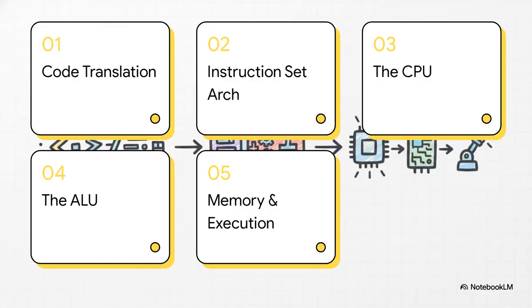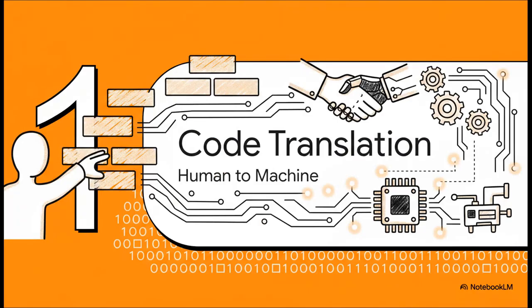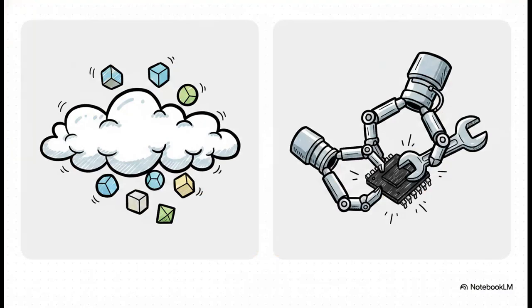Here's our roadmap for the explainer today. First, we'll look at code-to-machine translation, then the instruction set architecture, the central processing unit, the arithmetic logic unit, and finally, memory and program execution. Let's dive right in, starting off with Section 1, Code-to-Machine Translation. This is the very top layer of our abstraction hierarchy. It's where humans and computers first shake hands.